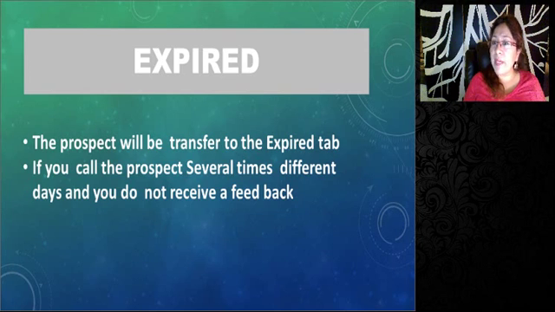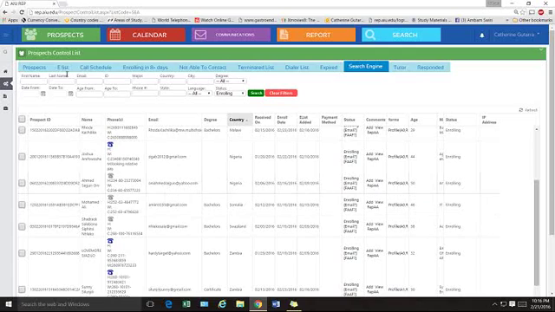Now, expire is basically a person who you call two, three, four times. You leave a message, they don't answer, never answer or call me back, then you call them and they don't answer. So you could change the status to expire. Let's give it an example. Really, let's go to the prospect tab here.